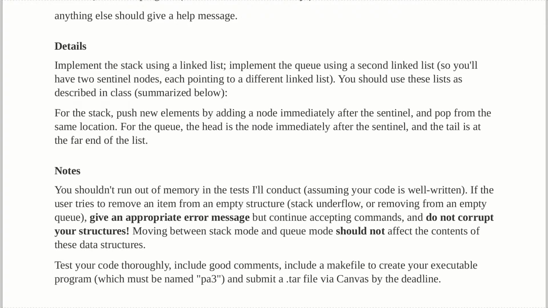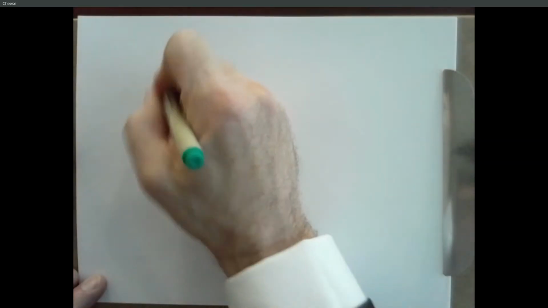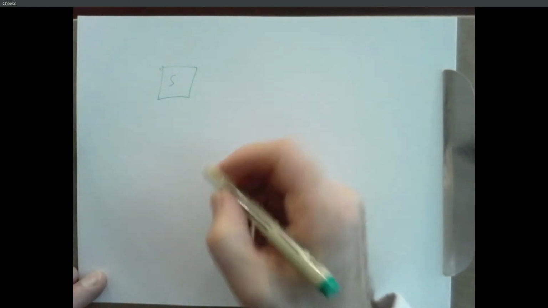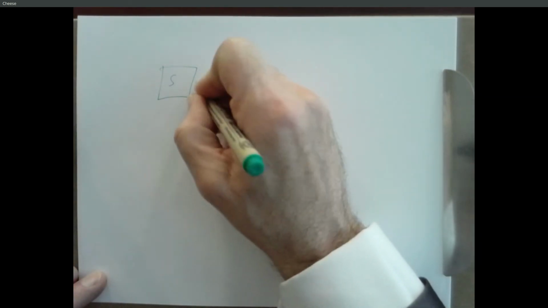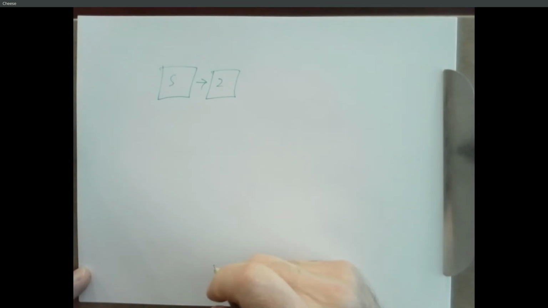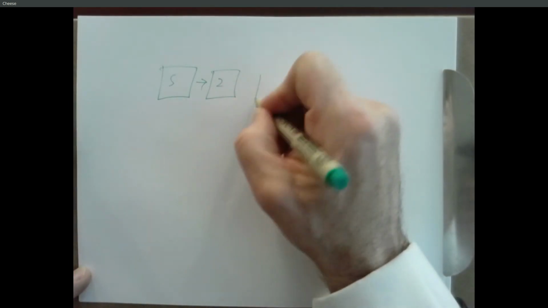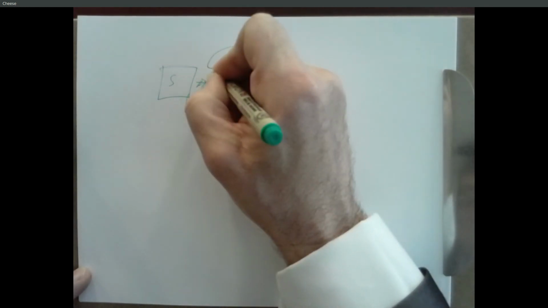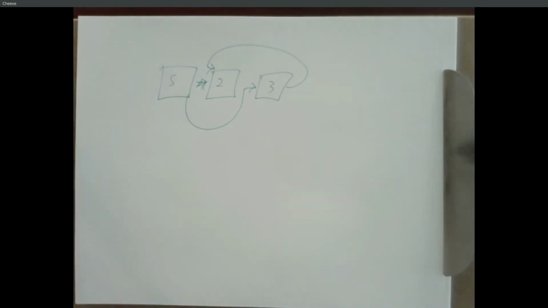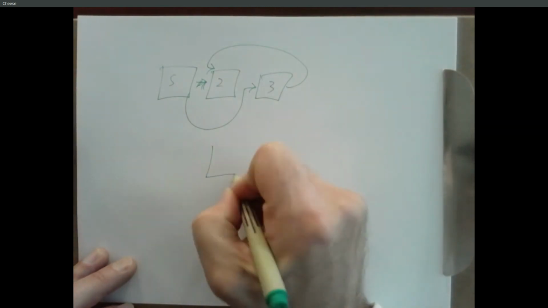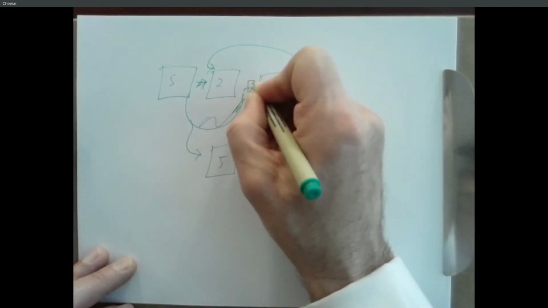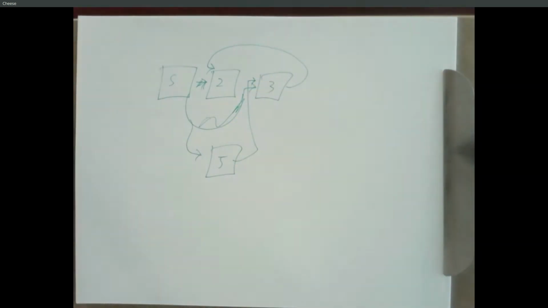So here's your original list. This is your sentinel. If you want to push a 2, your list should turn into that. If you decide to push a 3, your list should turn into this. Right, the sentinel points to a 3 and that points to a 2. If you push a 5, the sentinel points to a 5, the 5 points where the sentinel pointed, and that points to 2.